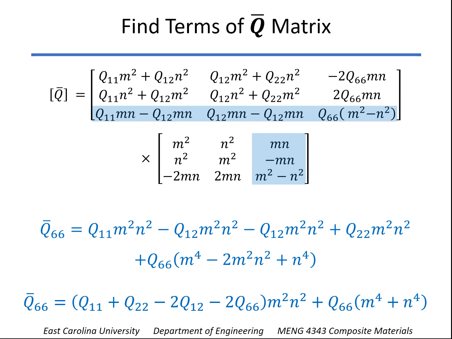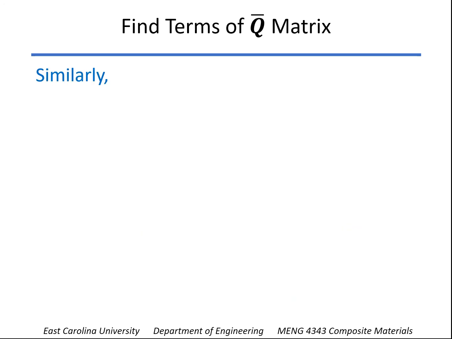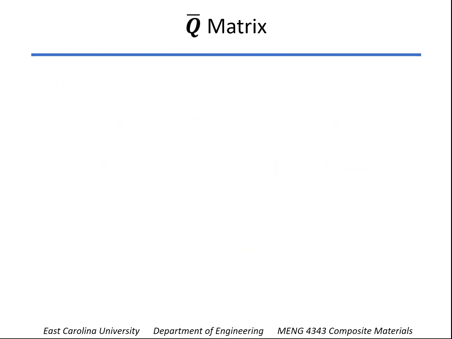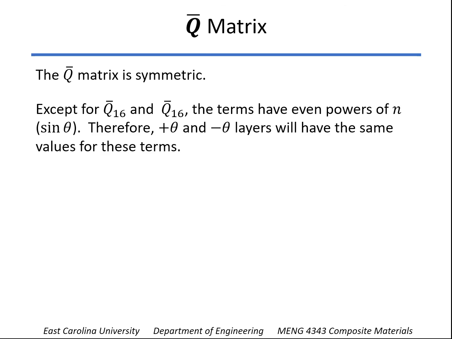So again, notice that there are even powers of both the sine and the cosine for this one. So the ones that we didn't go through, there's Q bar 2, 2, Q bar 2, 6, again similar forms to Q bar 1, 1 and Q bar 1, 6, and again symmetric matrix. And so again, all of the terms are listed in the summary sheets. So notice again, the Q bar matrix is symmetric. And also, as we notice, Q bar 1, 6, this should actually say Q bar 2, 6 right here. All the terms have even powers of the sine.